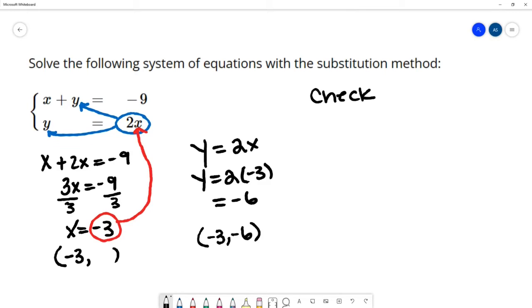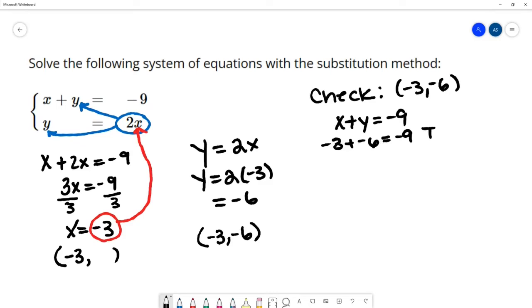We can also check our work. We're going to check by substituting negative 3, negative 6 into each equation. For the first equation, we have x plus y equals negative 9. Negative 3 plus negative 6 equals negative 9. That's true. The second equation is y equals 2x. Negative 6 equals 2 times negative 3. Gives negative 6 equals negative 6, and that's also a true statement. So we have a solution to our system.